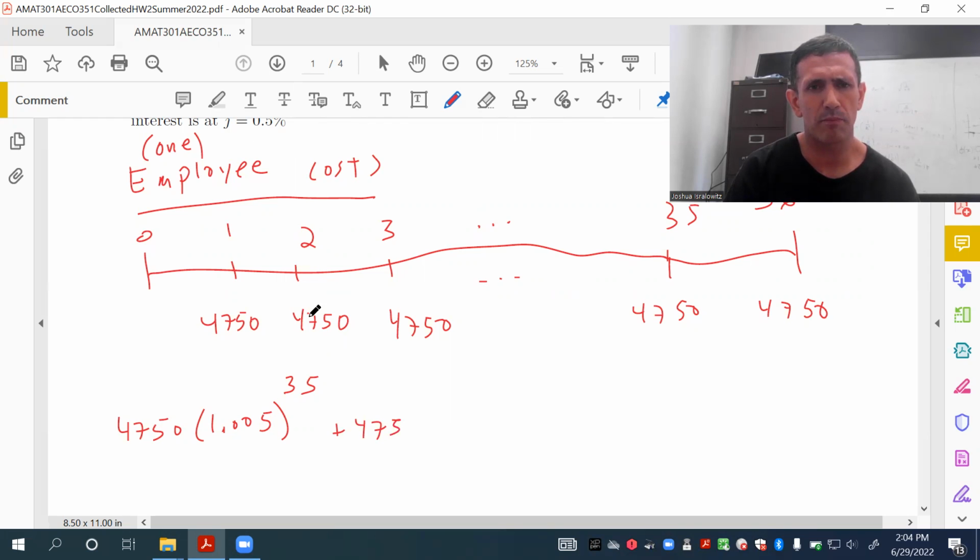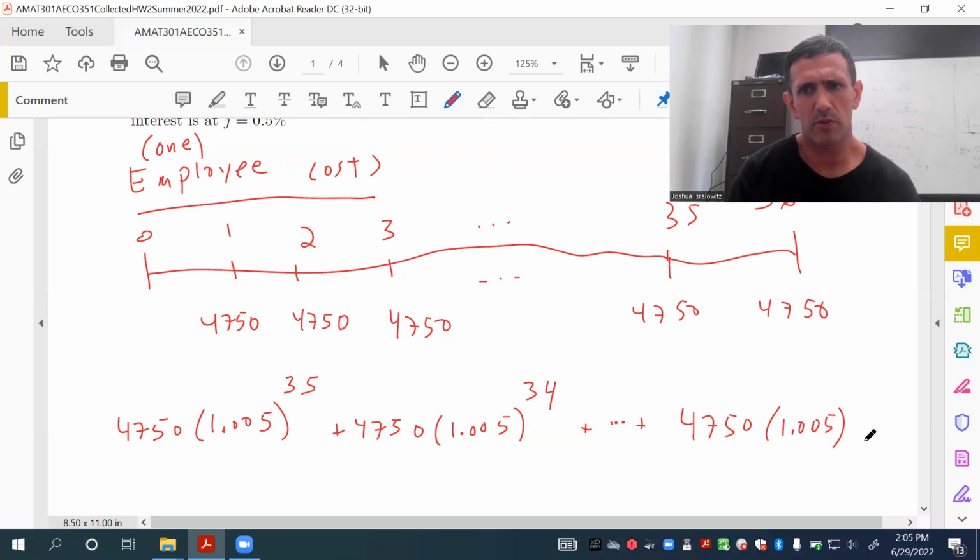All right, so anyway, $47.50. So for the end of the second month employee cost, that earns 34 months of interest. Again, it doesn't really earn interest. We just think in that way that the value of it at the end of the 3 years is $47.50 times 1.005 to 34. All the way to the very end, second to the last, this accrues 1 period of interest. At the very end, we have $47.50.